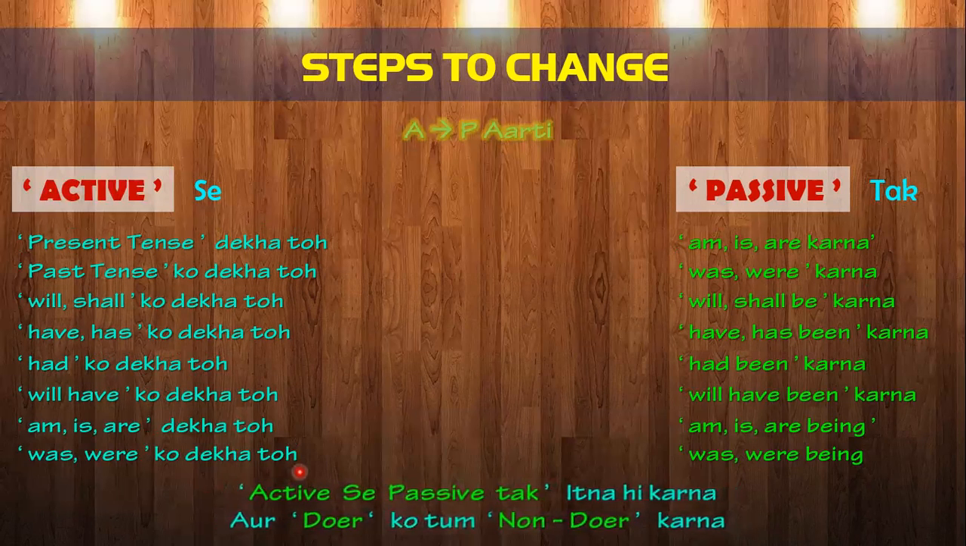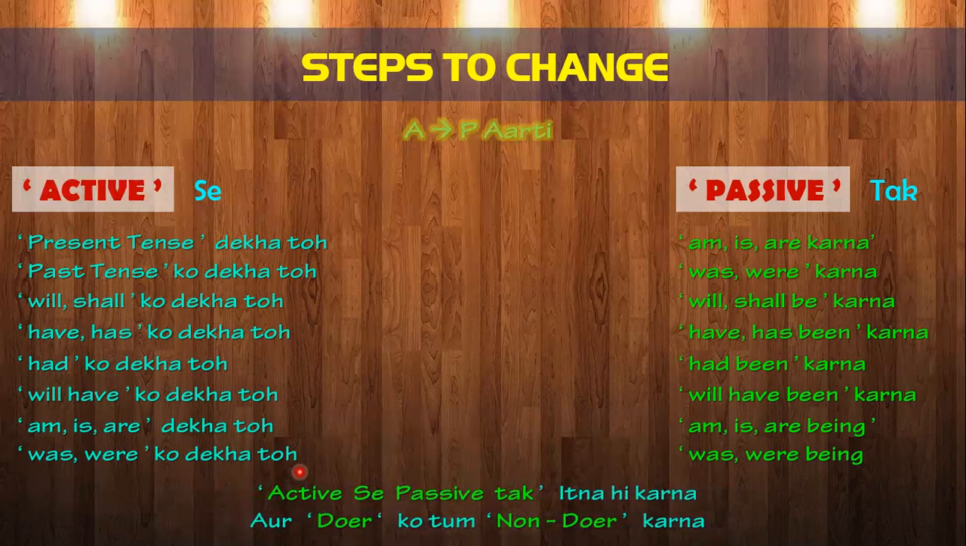So let's start. Active से passive तक. Present tense देखा तो am, is, are करना. Past tense को देखा तो was, were करना. Will shall को देखा तो will shall be करना. Have as को देखा तो have as been करना. जय देव जय देव. Then had को देखा तो had been करना. Will have को देखा तो will have been करना. Am, is, are देखा तो am, is, are being. Was, were को देखा तो was, were being करना. जय देव जय देव. And then finally we know we are supposed to swap the subject and the object. Active से passive तक इतना ही करना. और doer को तुम non-doer करना.